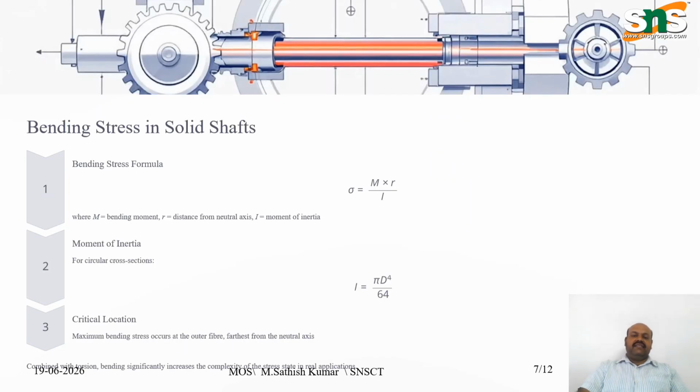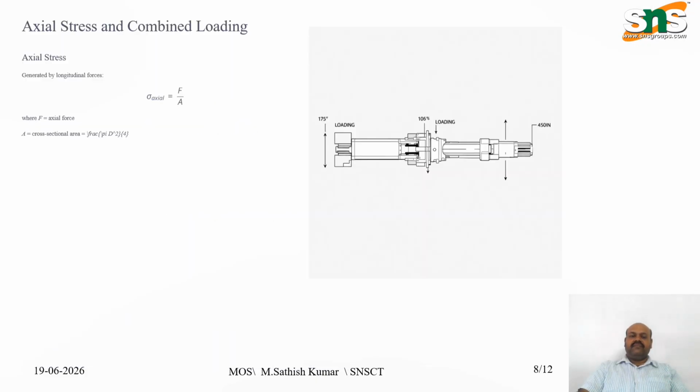This clearly shows how the shear stress is being distributed. And we have bending stress in solid shafts. We have formula for bending stress is M into r by I. We call it as I as moment of inertia and r as distance from the neutral axis, and M is the bending moment. For circular cross section, we have I equal to pi d power 4 by 64. Critical location: maximum bending stress occurs at the outer fiber farthest from the neutral axis. So axial stress and combined loading, axial stress generated by longitudinal force, that is F by A, and F is the axial force.